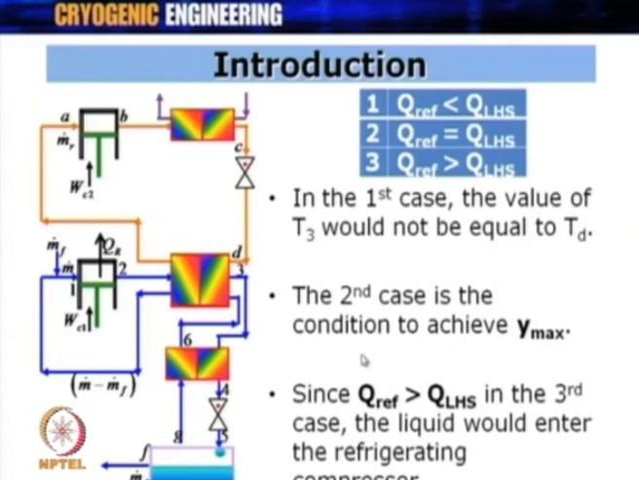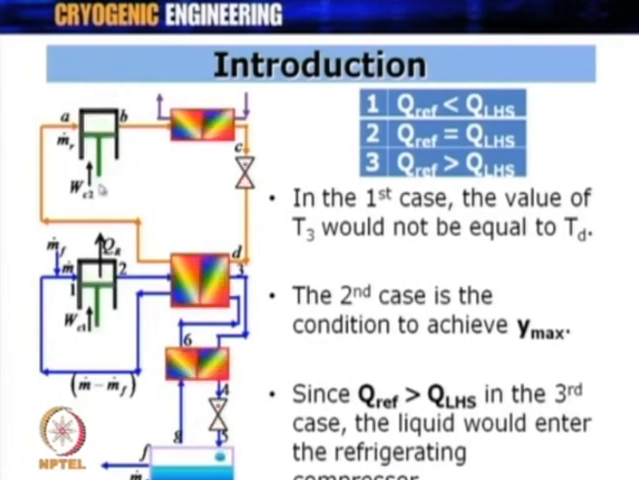However, what is important is the third case, when the refrigeration effect that is available in the pre-cooling circuit is more than required, that is QREF is more than QLHS. So, in the third case, the liquid would now enter the refrigeration compressor, because the cooling effect that is available, that is QREF, is more than required. Therefore, the refrigerant which is going to come out at this point A is going to be in the two-phase zone or in the liquid zone, because it has not got vaporized completely. All right, and therefore, the state of the refrigerant at this point could be liquid plus gas, which is not good from the compressor point of view.